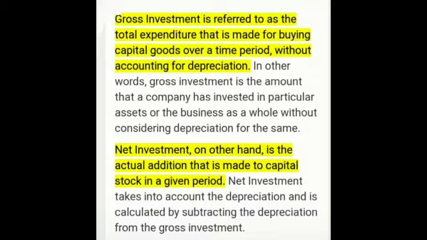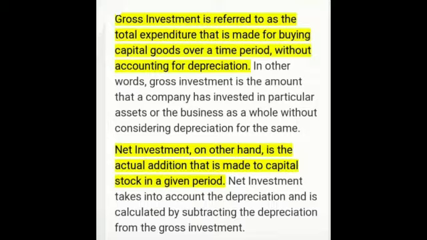In case of an unexpected fall in sales, the firm will have unsold stock of goods which is not anticipated. Hence, there will be unplanned accumulation of inventories. In the opposite case, where there is an unexpected rise in sales, there will be unplanned decumulation of inventories.